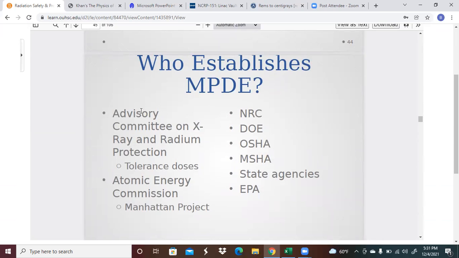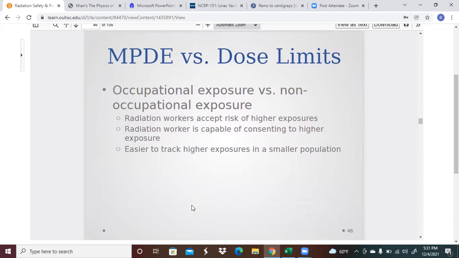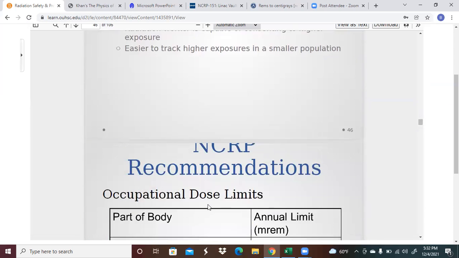So who establishes MPDE? You're looking at the Advisory Committee on X-ray and Radium Protection, the Atomic Energy Commission, NRC, DOE, OSHA, and several others. So MPDE versus dose limits, occupational exposure versus non-occupational exposure. Radiation workers are going to accept risk of higher exposures. Radiation workers are capable of consenting to higher exposure potential, and it's easier to track higher exposures in a smaller population.